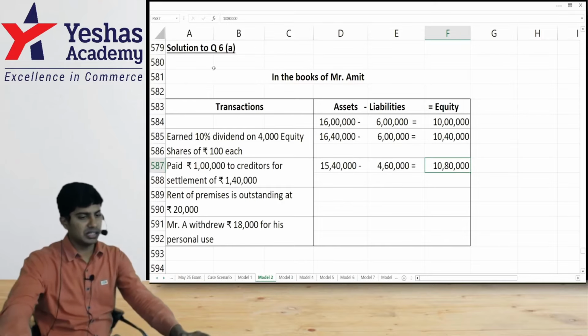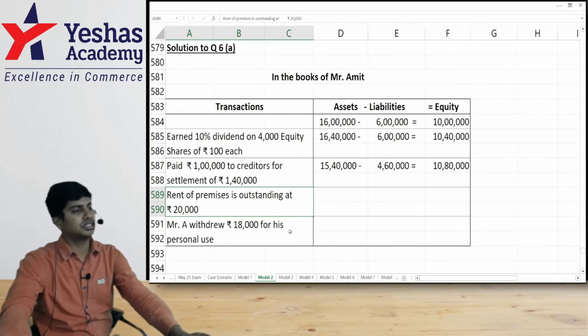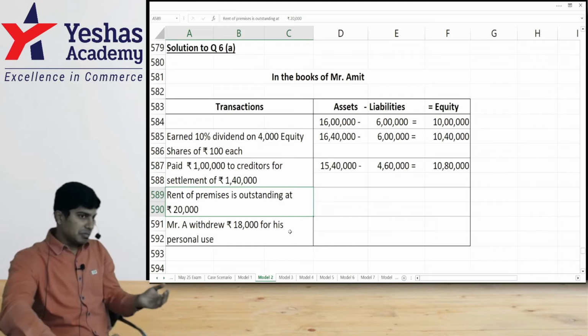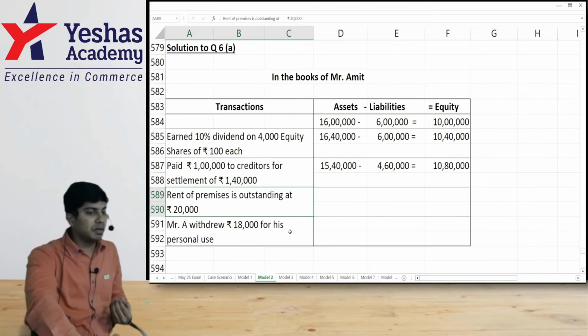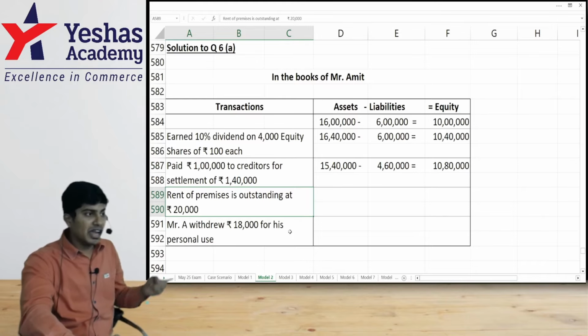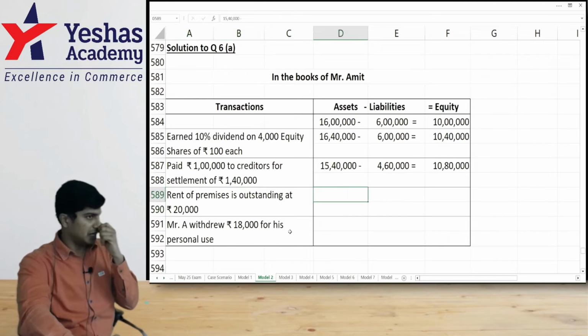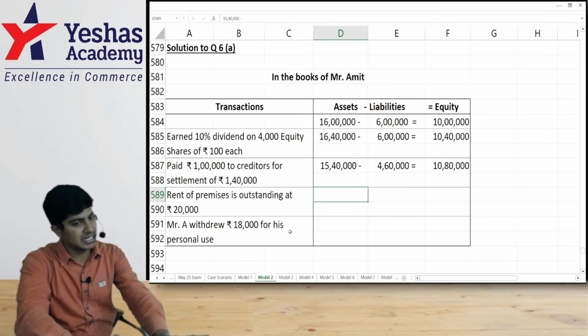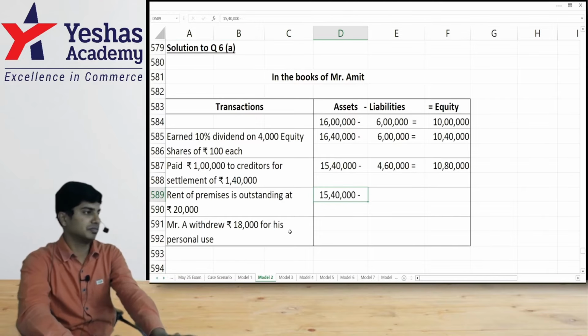What do we have after that? Rent of premises is outstanding at 20. We have taken premises on rent. We've incurred expenditure of 20,000. But have we paid? We have not paid. If we had paid, my assets would have increased. Because I have not paid, my assets will remain the same, 15 lakh.